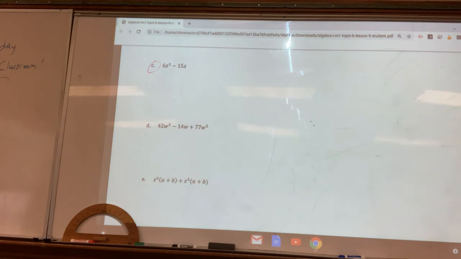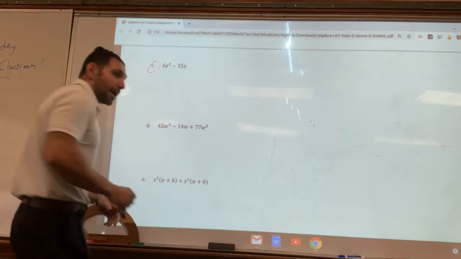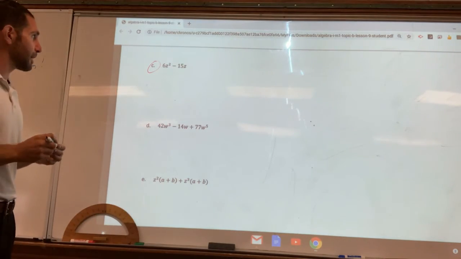The process of reversing distribution. The process of going backwards from distributing is called factoring. When I factor, I'm really dividing a number out.